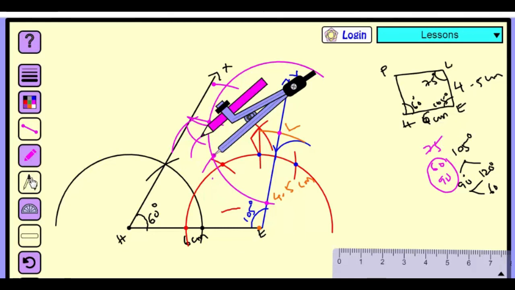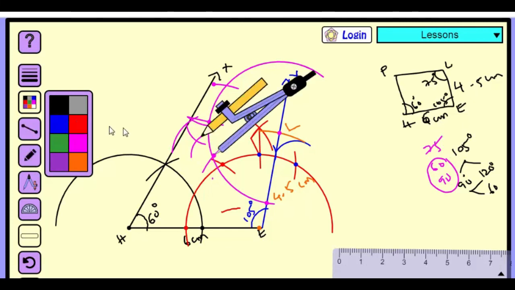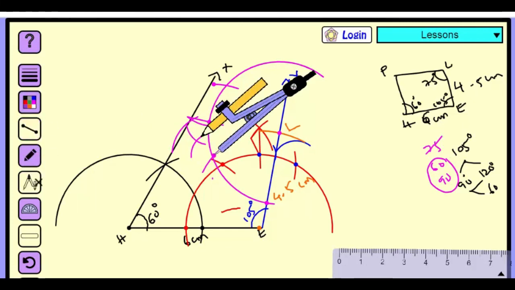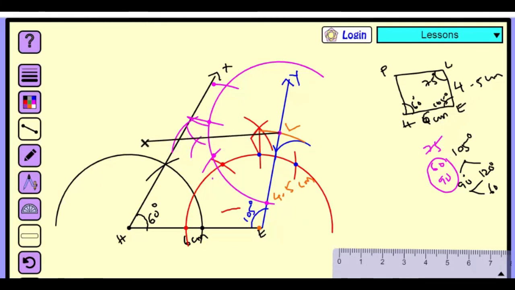Now remove the compass and take the ruler, and through the point L, draw a ray LZ through the 75 degrees point. Now label it LZ, and label here 75 degrees. Now see, LZ and EY, these two rays are intersecting at point P. So now we have got the required quadrilateral.